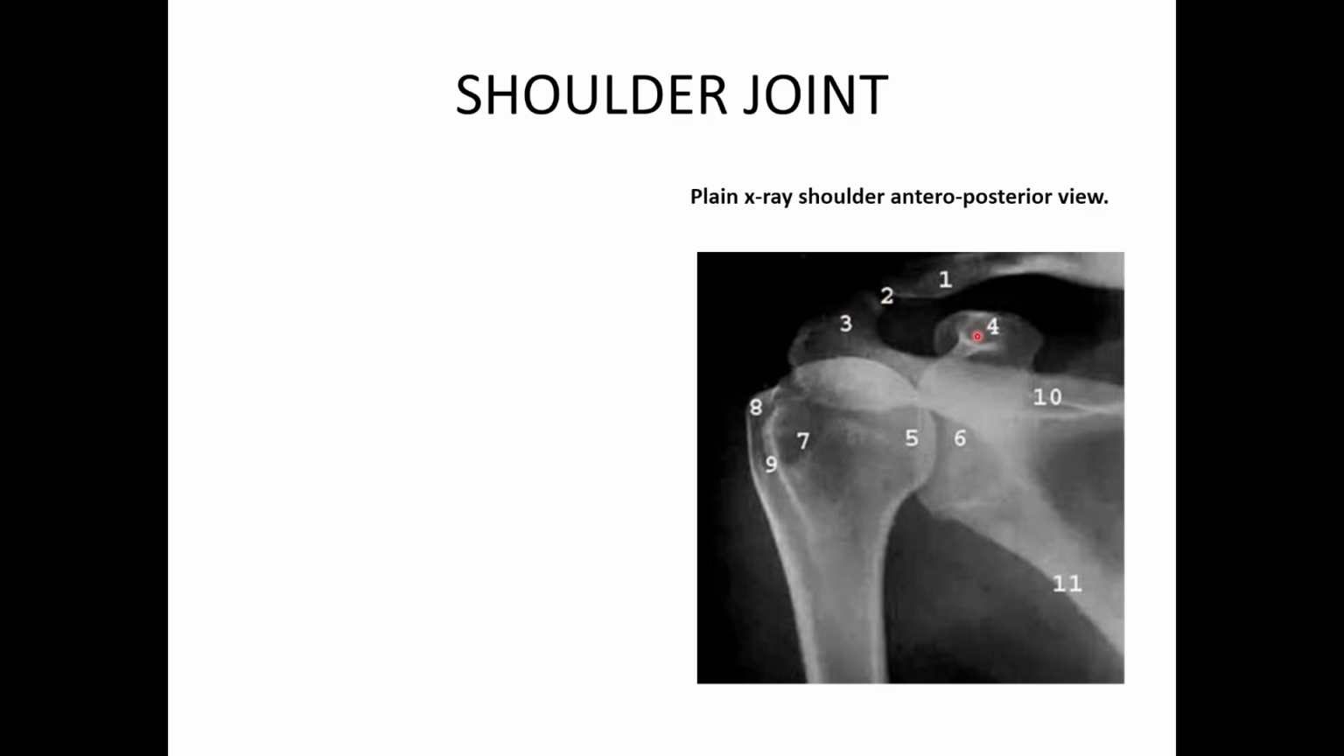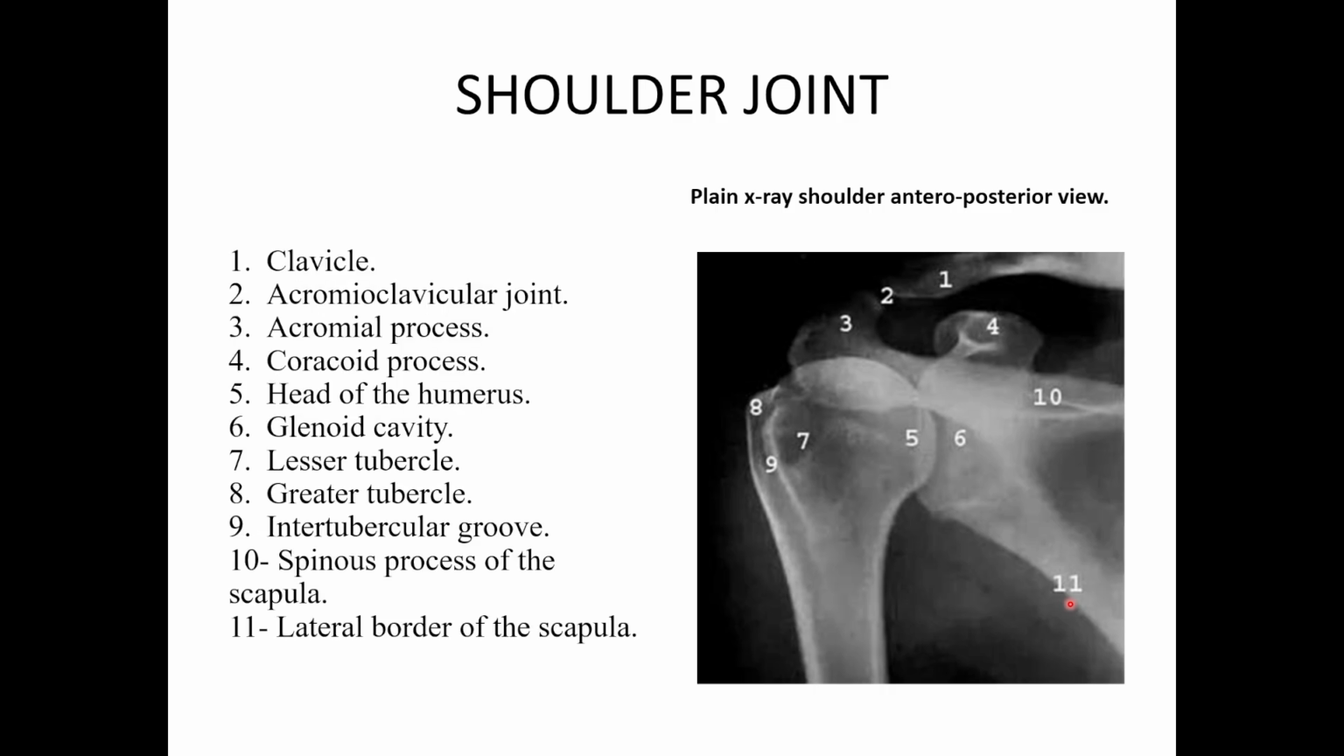the coracoid process, 5 we have the head of the humerus, 6 we have the glenoid cavity of the scapula, 7 we have the lesser tubercle, 8 we have the greater tubercle, and 9 we have the intertubercular groove, 10 we have the spinous process of the scapula, and 11 we have the lateral border of the scapula.